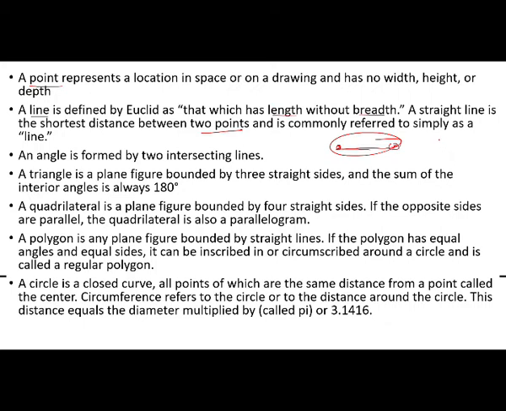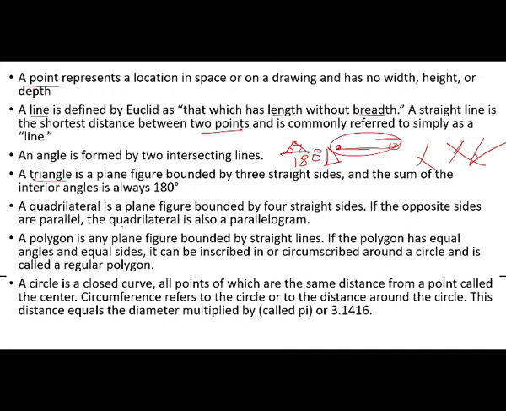If you try to get some angle, you must have two intersecting lines, here or here, somewhere, this is an angle. It makes an angle by intersecting two lines. A triangle. What is a triangle? A triangle is a plane figure bounded by three straight sides, and the sum of the interior angles is always 180 degrees. So any triangle, right angle, equilateral triangle, the sum of these three angles gives 180 degrees always.